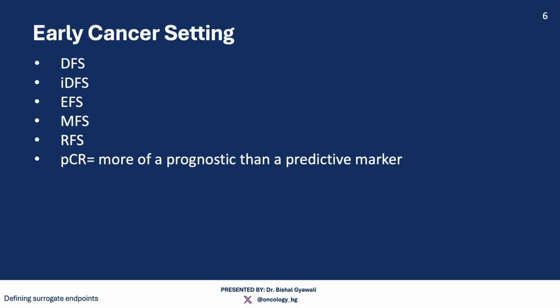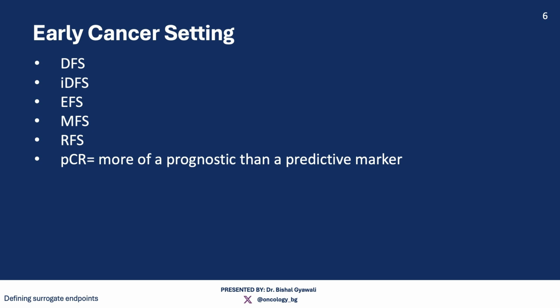Now let's talk about early cancer trial setting. In the neoadjuvant adjuvant setting, we have endpoints such as disease-free survival, invasive disease-free survival, event-free survival, metastasis-free survival, relapse-free survival, or recurrent-free survival, and pathological complete response.